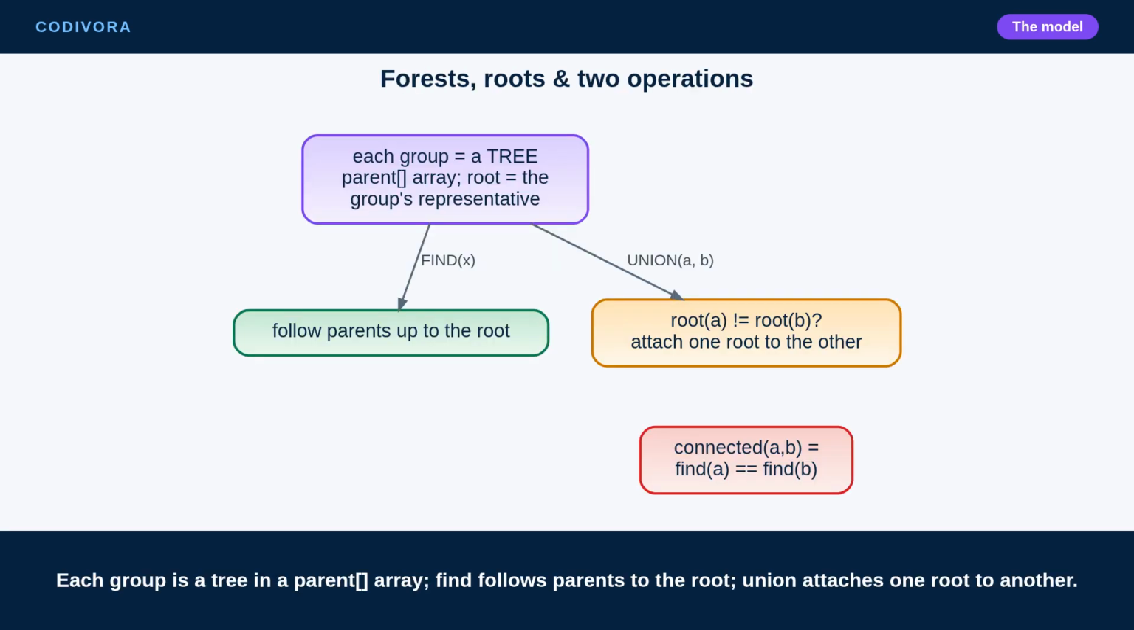The model. Every group is a tree, stored in nothing but a parent array, and each tree's root is the group's representative, its ID. Two operations. Find of X: follow parent pointers up until a node is its own parent. That's the root. Union of A and B: find both roots, and if they differ, attach one root to the other. Two groups become one. Connected is just find of A equals find of B. That's the entire API. Find, union, connected, all riding on one array.